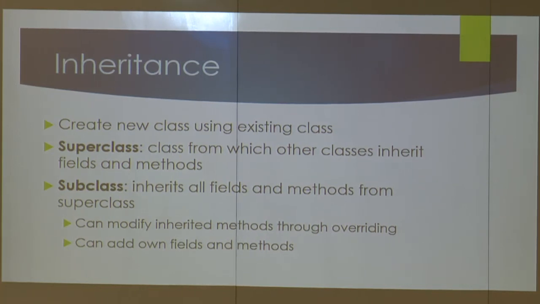So inheritance. This is when we're able to create a new class using an existing class. So we just saw inheritance with our laptop and computer example. So the superclass is the broader class, and it's the class from which other classes inherit fields and methods. So before that was our computer class, since that was the broader one. And then a subclass is the class that's actually inheriting the fields and methods from the superclass. And so in our previous example, that was a laptop, since it was more specific and it was gaining things from that computer superclass.